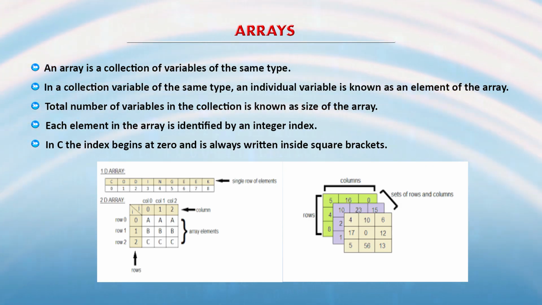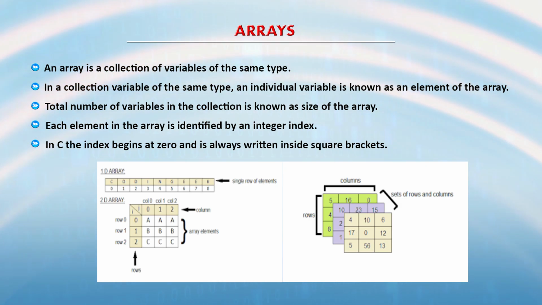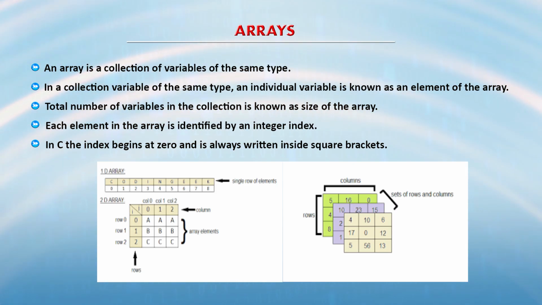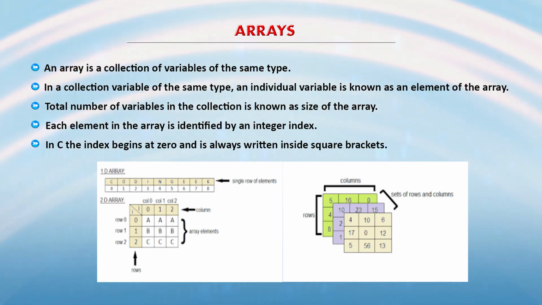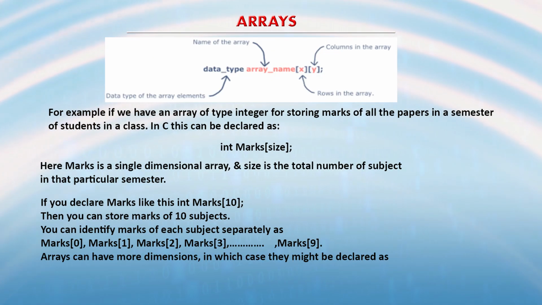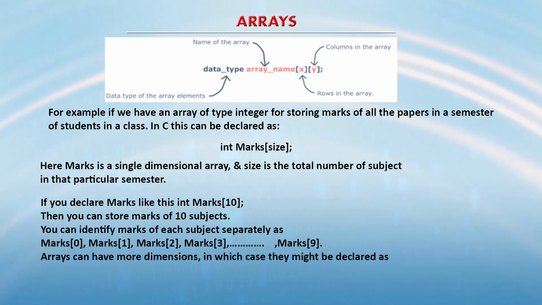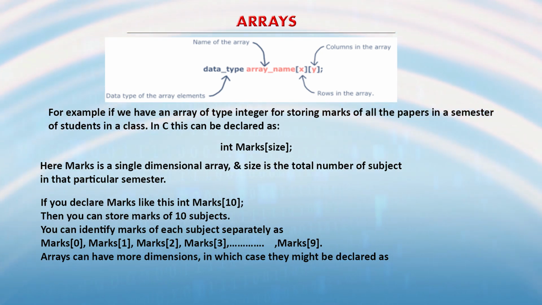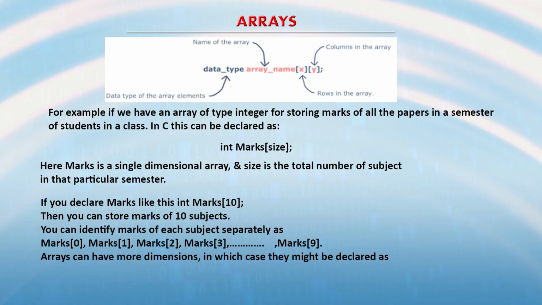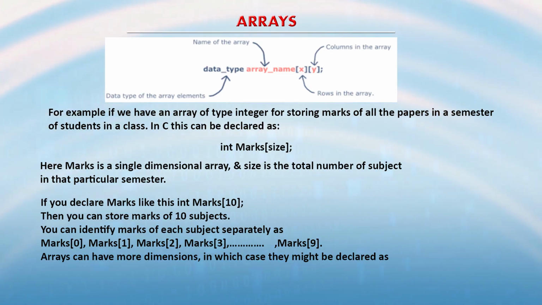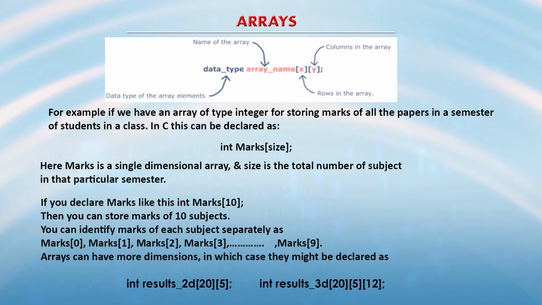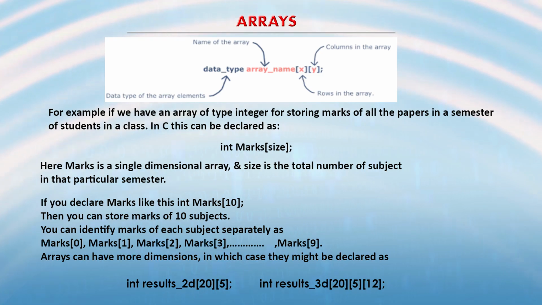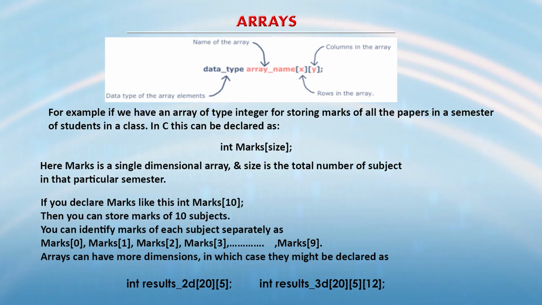So, how are arrays defined in a C program? We have a data type, followed by the name of the array, followed by the dimension of the array. Here we have an example, int marks and size. int represents the data type, marks represents the name of the array, and within the square brackets we give the size. As another example, int result_2d, within the square brackets we have 20 and 5.